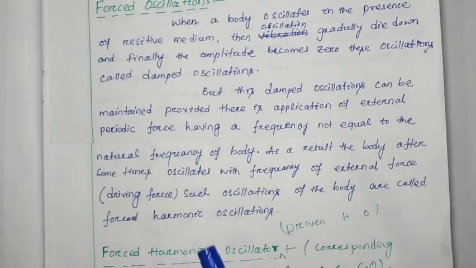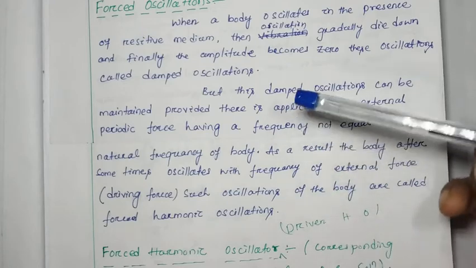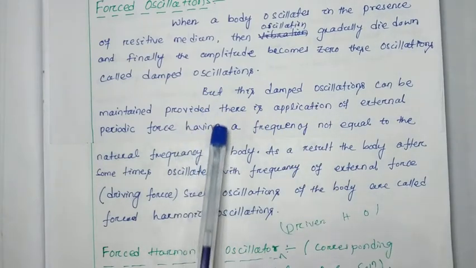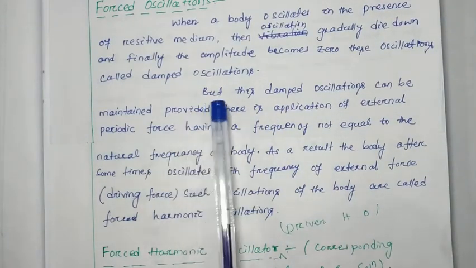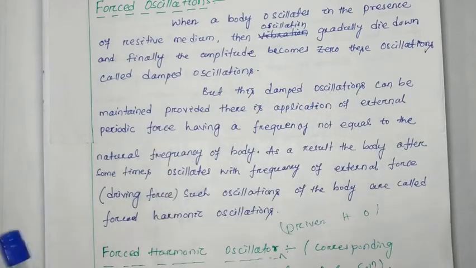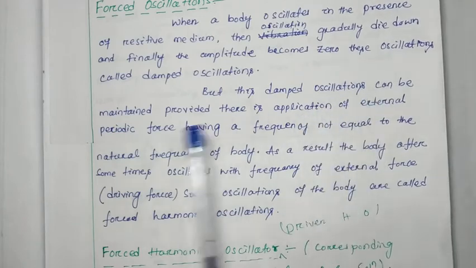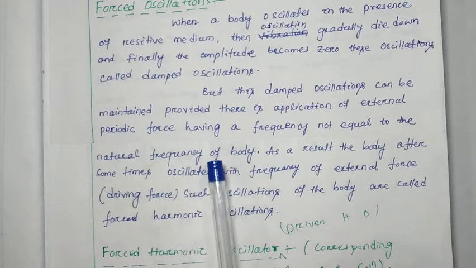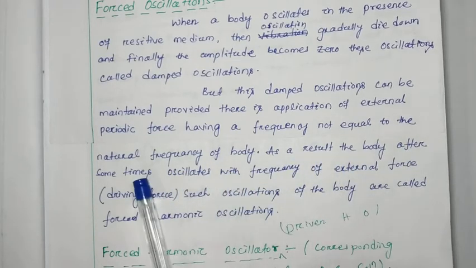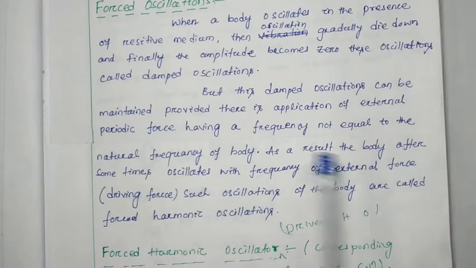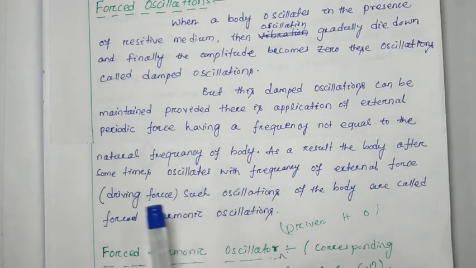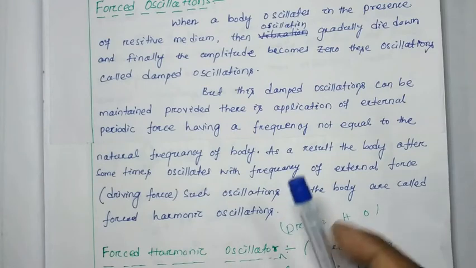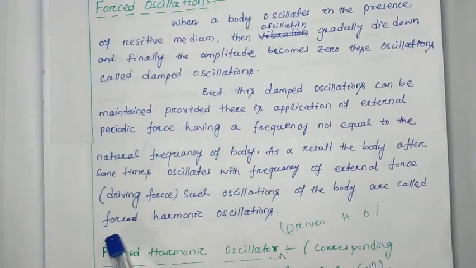So I hope with that example you have understood whatever I have written here. I am reading it, you just watch. But this damped oscillation can be maintained provided there is application of an external periodic force having a frequency not equal to the natural frequency of the body. As a result, the body after some time oscillates with the frequency of the external force. The external force is also called the driving force, which is driving the oscillator. Such oscillations of the body are called forced harmonic oscillations.